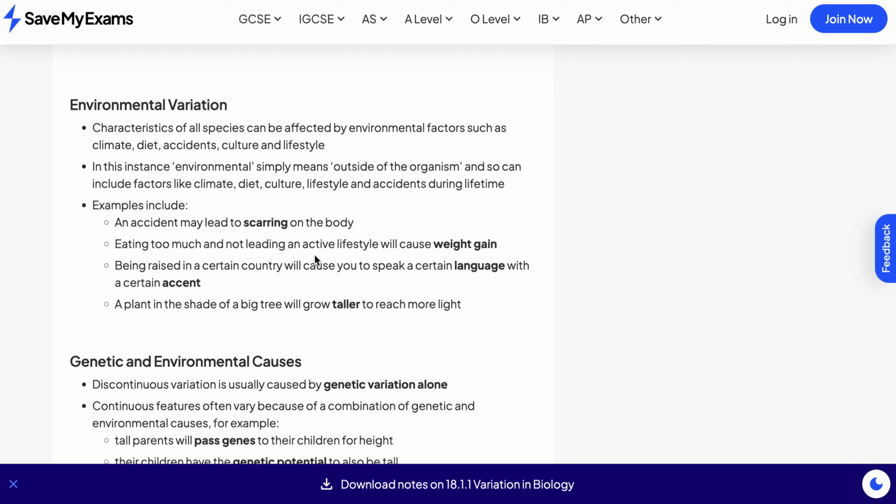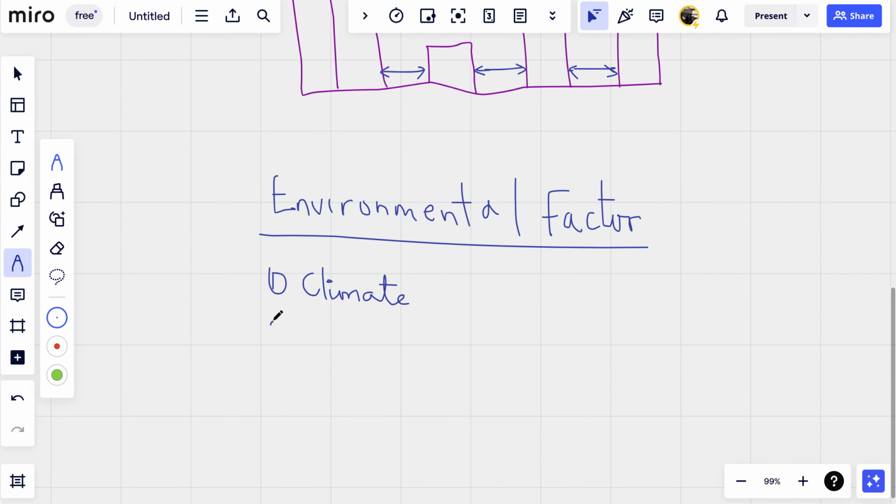Another thing coming from the environment is your diet, your culture, accident, lifestyle. Let's mention accident. Accident can put a scar on your body. A scar that didn't come with you at birth can be on your body as a result of accident. So accident is an environmental factor that can contribute to the continuous variation.